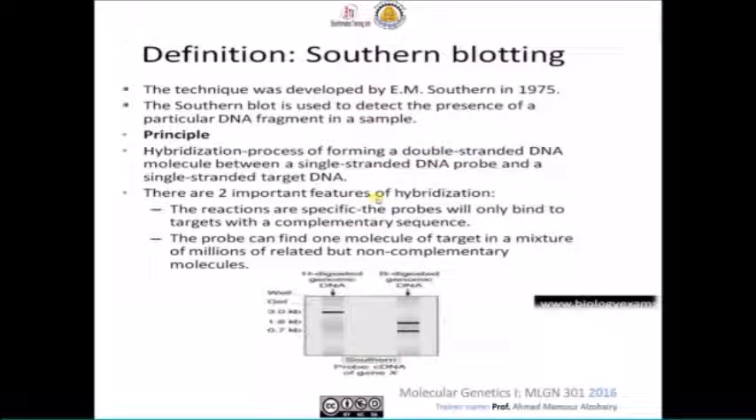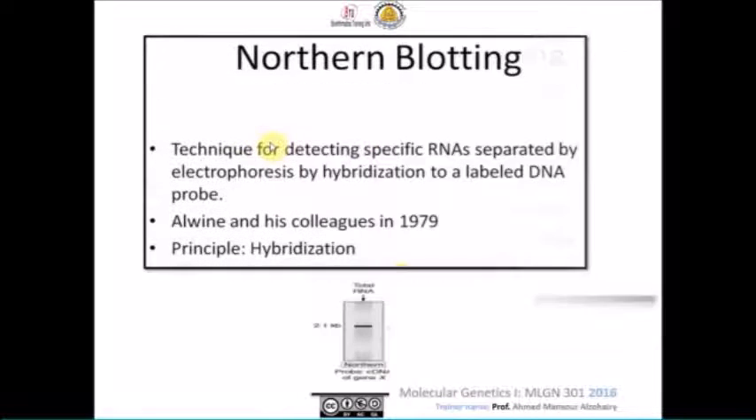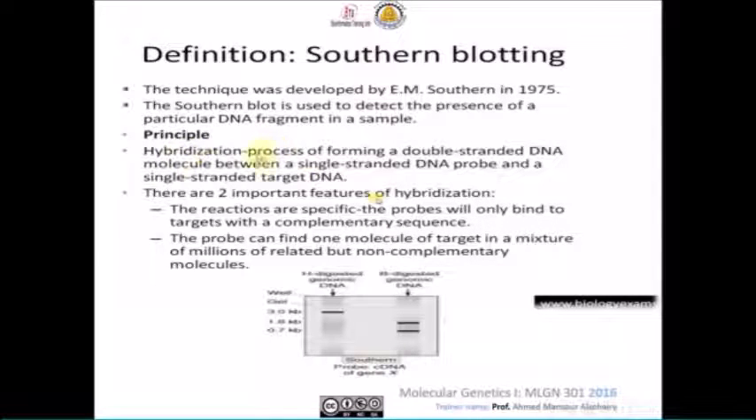As we said before, in Southern blotting, such a technique was developed by a scientist named E.M. Southern in 1975. With the Southern technique, the blot is used to detect the presence of a particular DNA fragment. The principle is hybridization: the process of forming a double-stranded DNA molecule between a single-stranded DNA probe molecule and a single-stranded target DNA molecule.